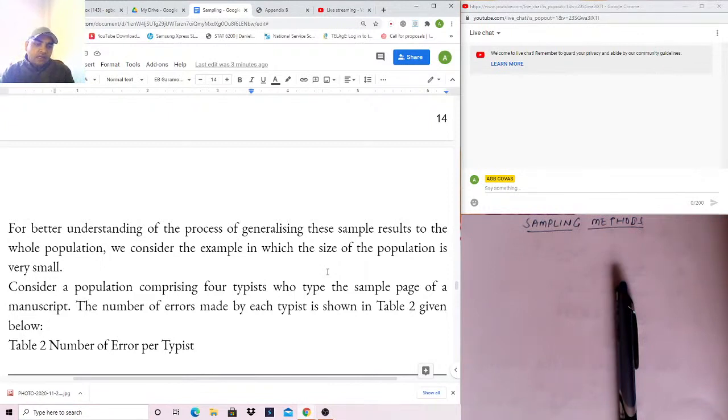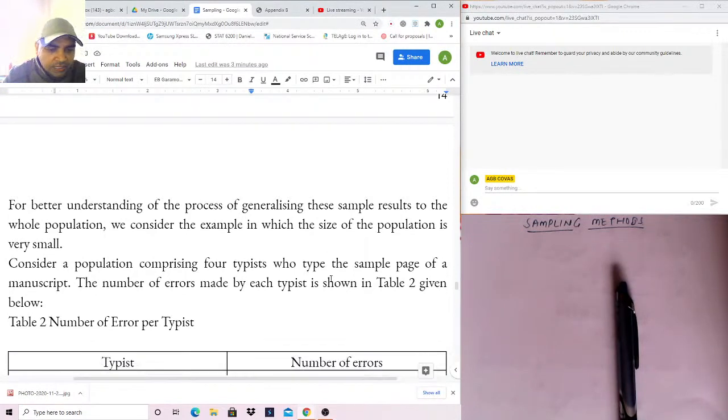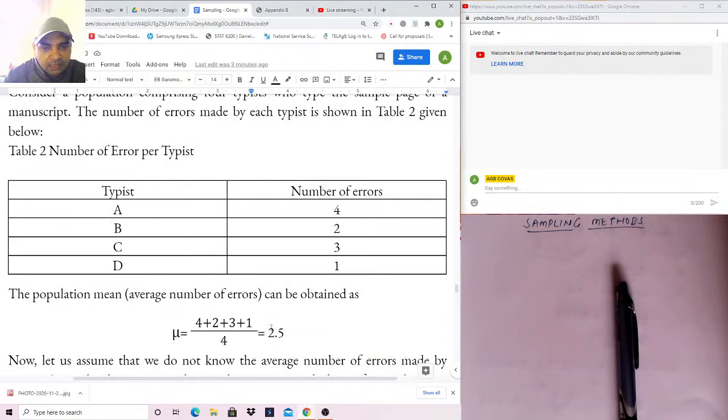Consider a population comprising four typists who type a sample page of a manuscript, and the number of errors made by each typist is given here. Say, for example, the four typists make four errors, two errors, three errors, and one error. These four typists constitute the whole population. The population mean, the average number of errors, can be obtained by adding them up and dividing by 4. So you get the population parameter, the population mean, of 2.5 errors per inch.